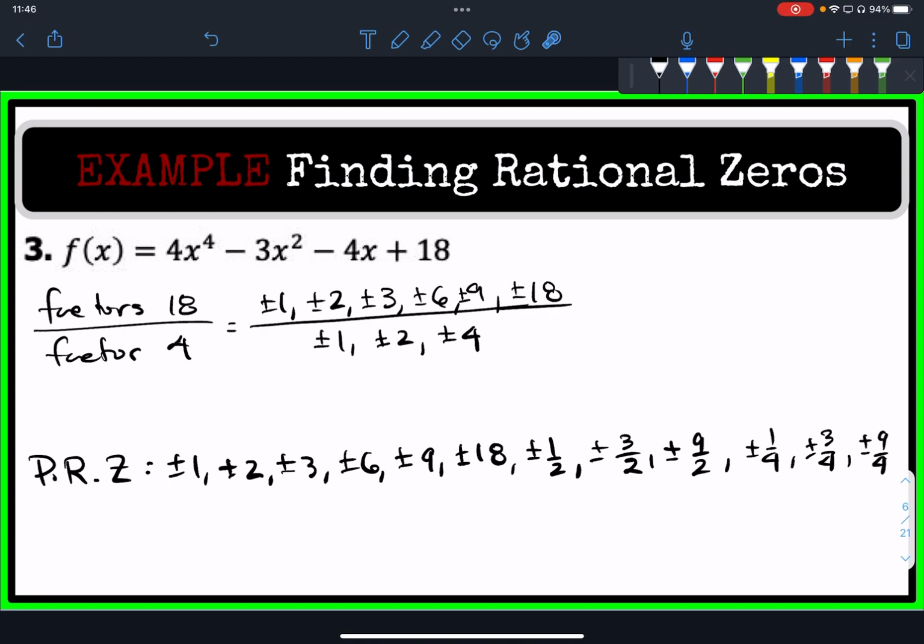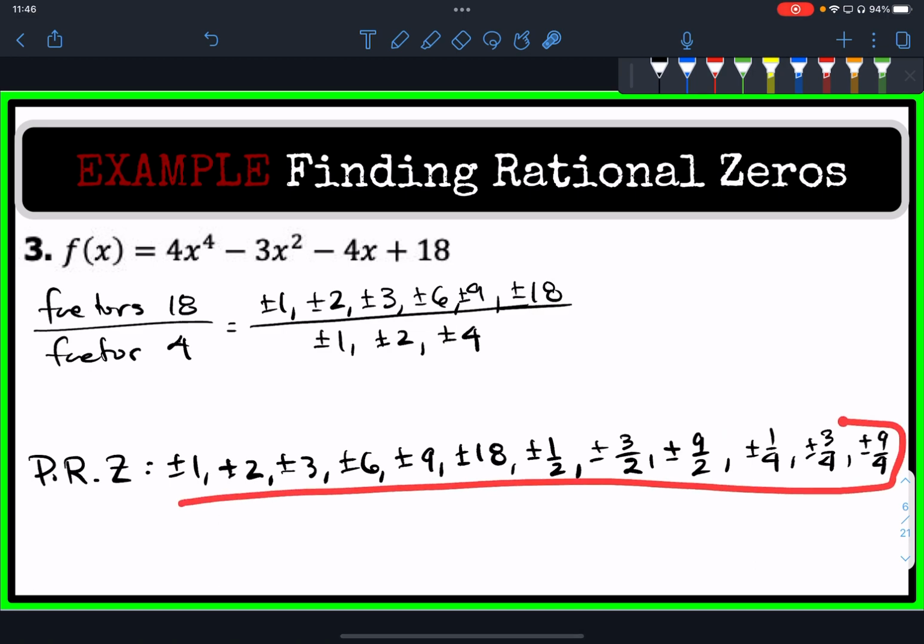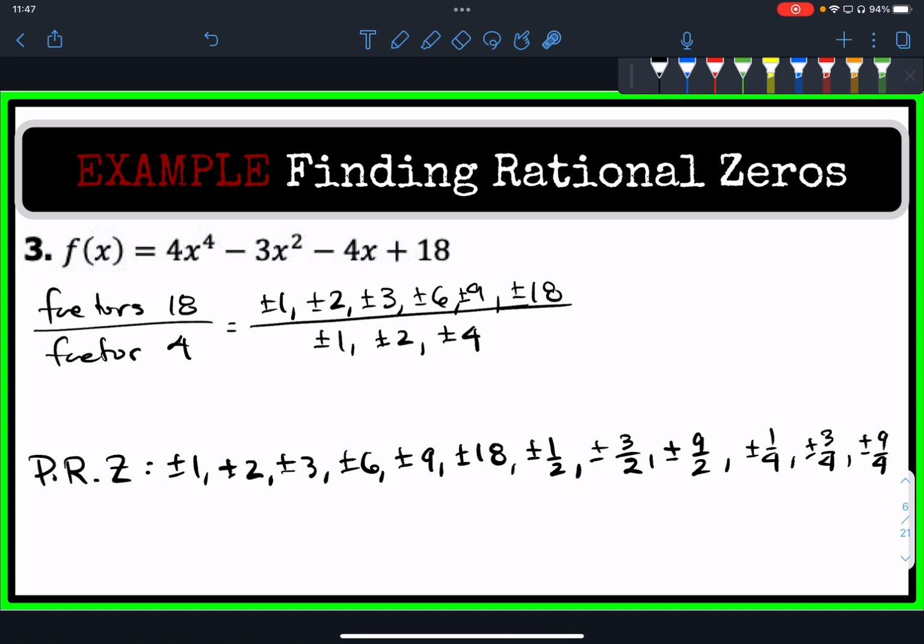And then 18 divided by 4 reduces to 9 over 2, which again is already on the list. So here's the list. This is a very long list, the list of possible rational zeros.